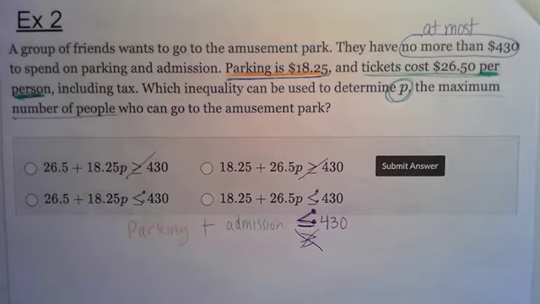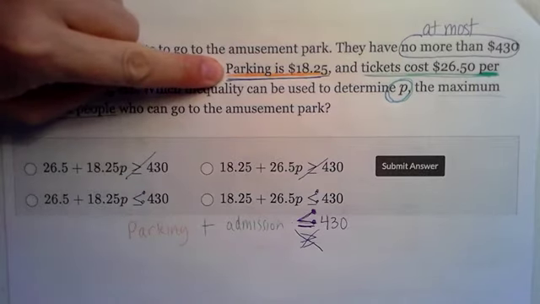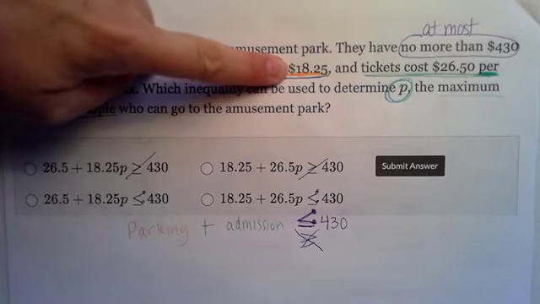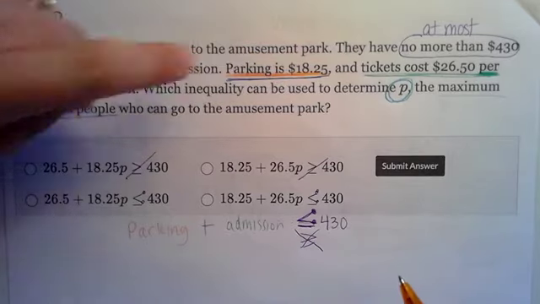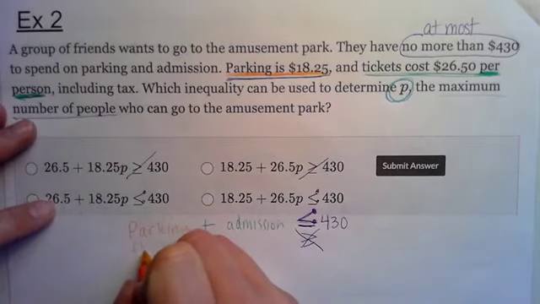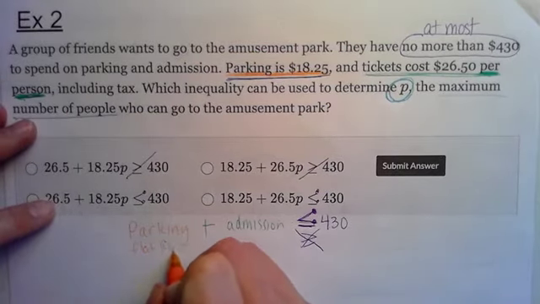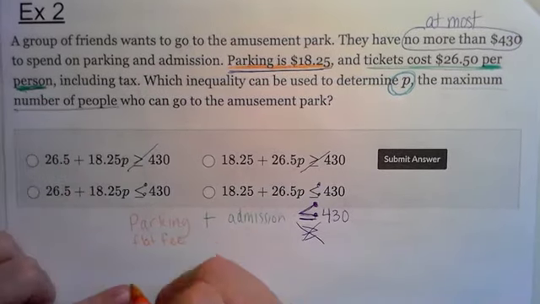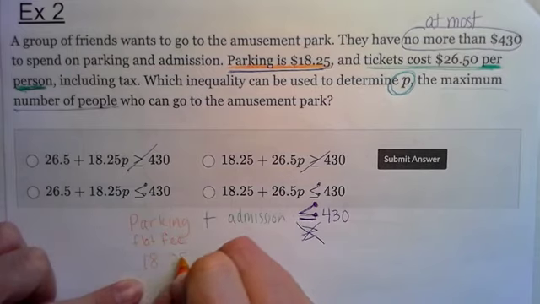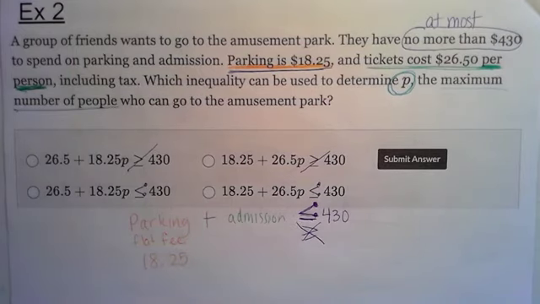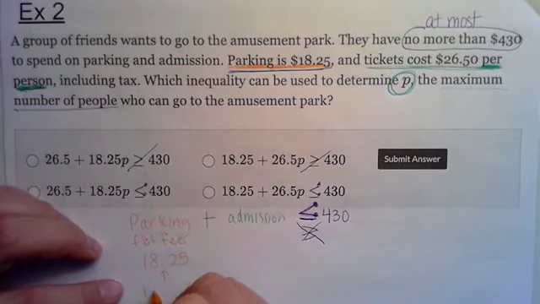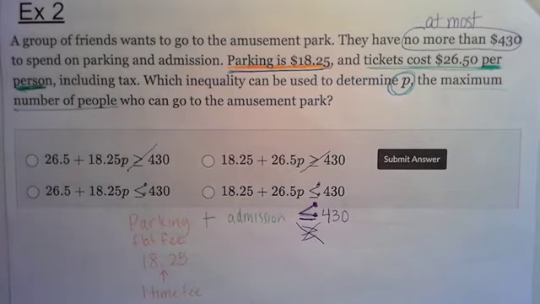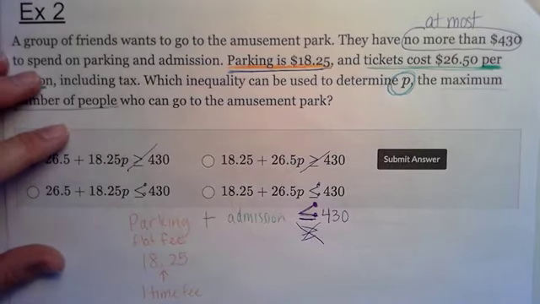Let's talk about the next thing. We talk about parking. Parking costs $18.25. That is a flat, what is called a flat fee. It is a one-time fee. It is $18.25. You don't have to pay it per person. It is a one-time fee. One-time fee, okay? And then we have to add our admission.